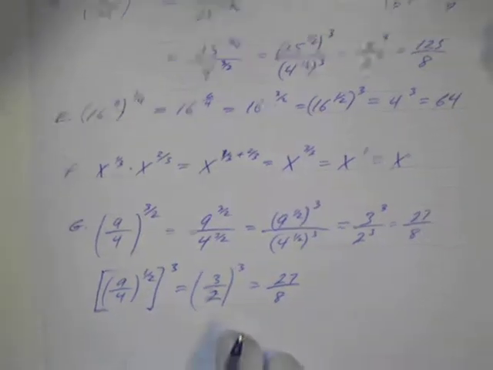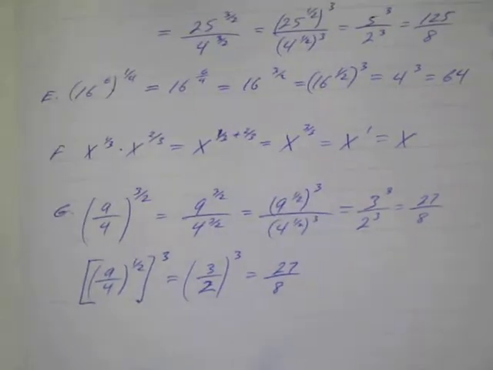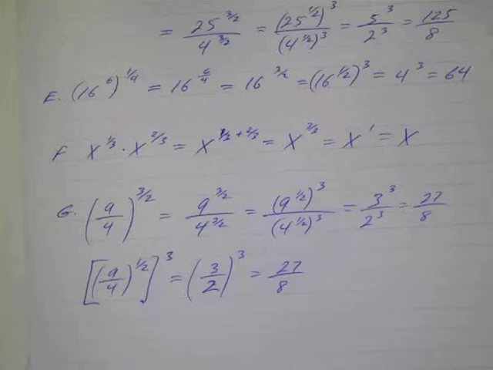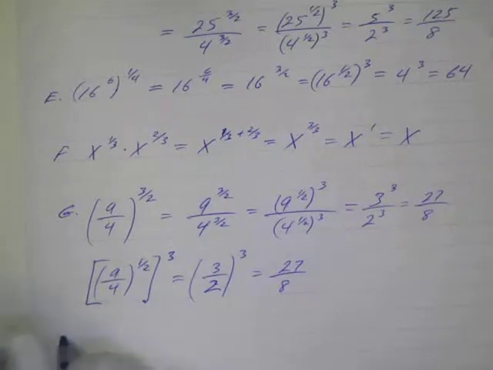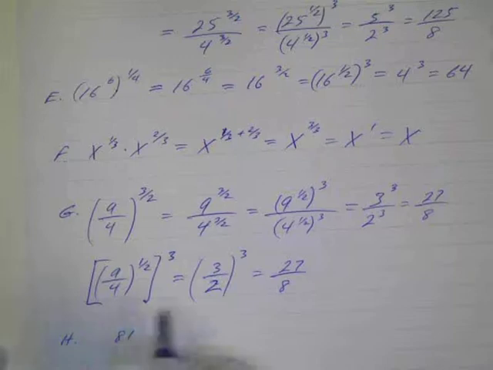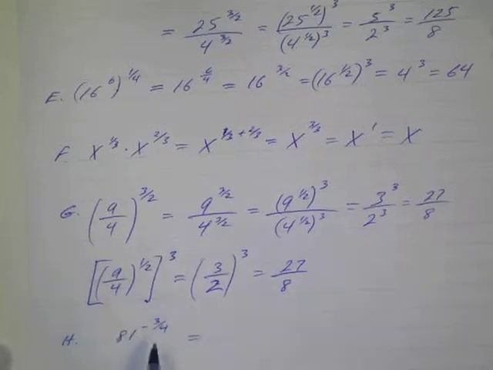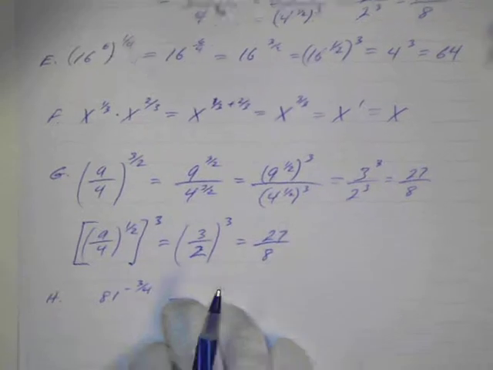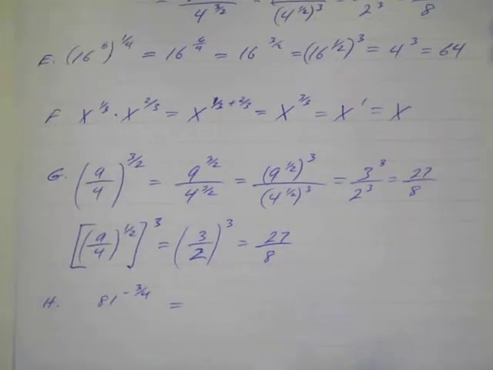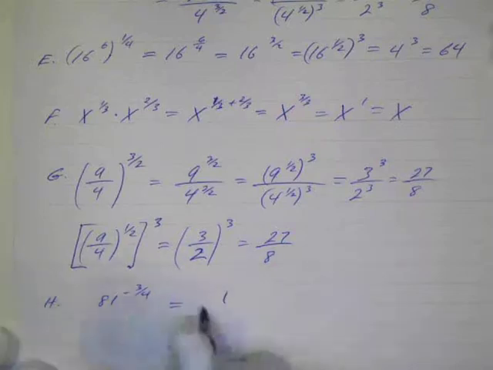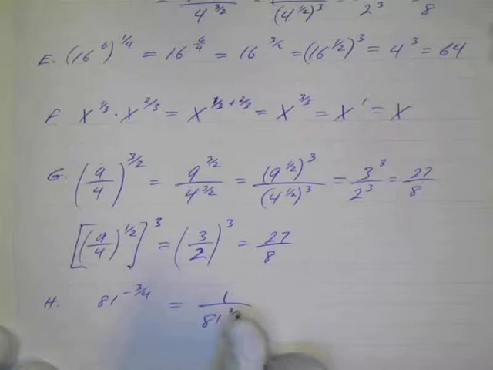Okay, and the last one I think I'll have time for right now, then we'll do the last four, so the last of the 4, H. Second set of 4 would be 81 to the negative 3 over 4. And the first thing we want to do is take care of this negative exponent. So we do that by moving the whole thing to the bottom part of the fraction. This is like 81 to the negative 3/4 over 1. So I'll put 1 over that. And 81 to the 3/4.